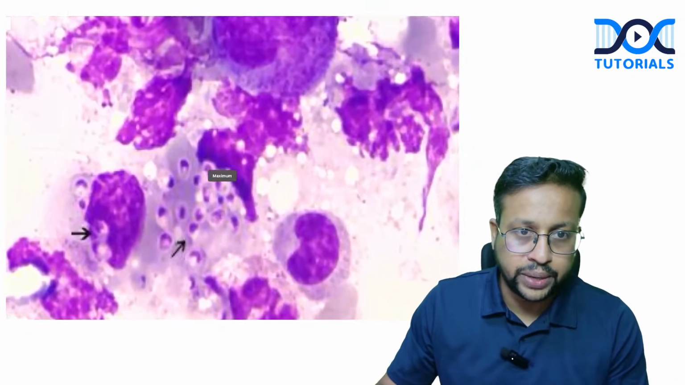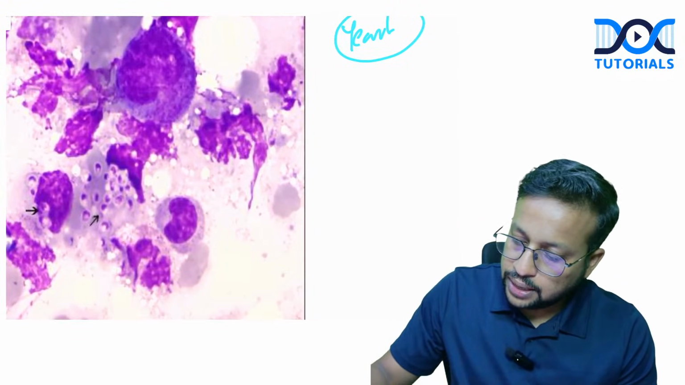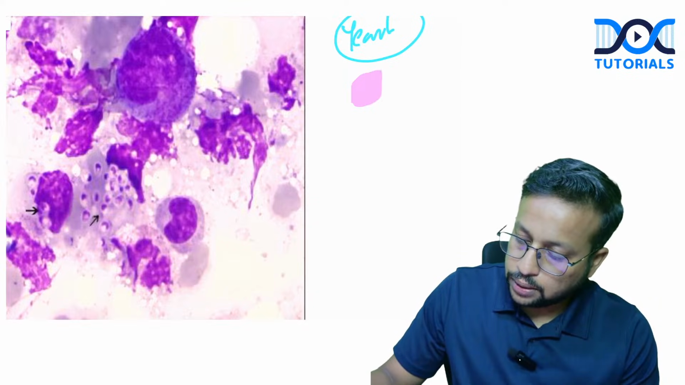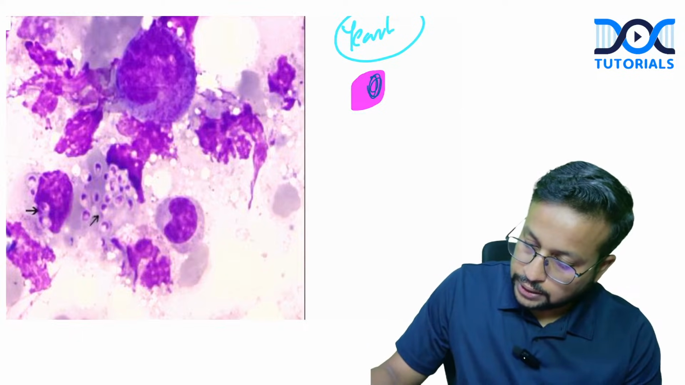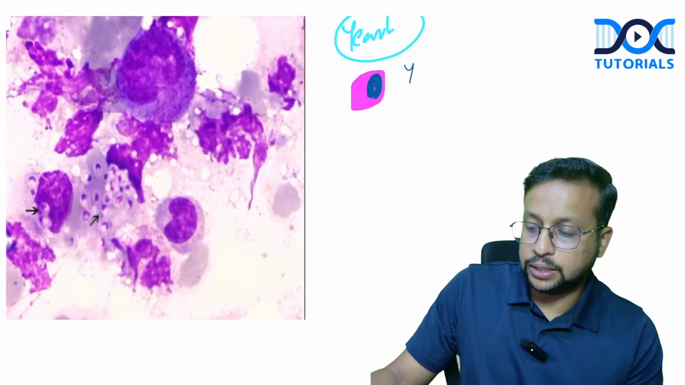So this is a typical appearance. You can see there are a lot of macrophages, and the yeasts are spherical structures. They have a nucleus inside it. So that's a typical appearance of a yeast.